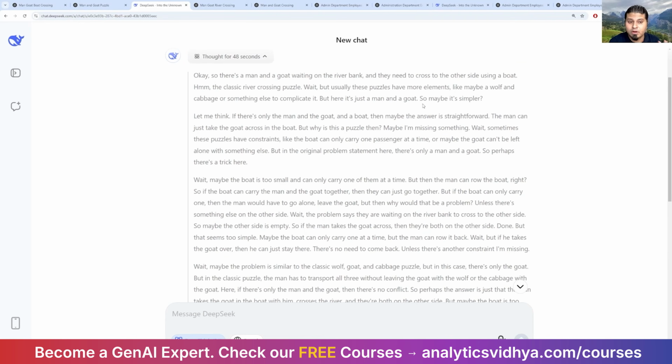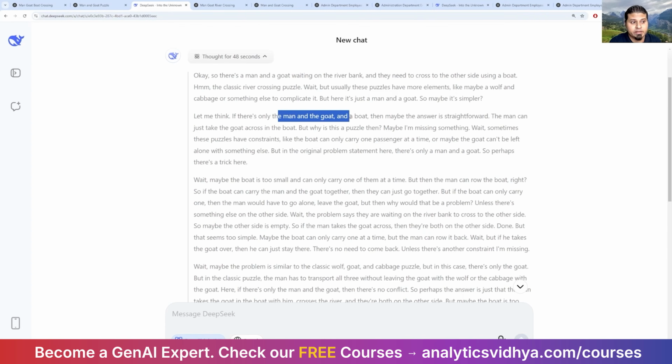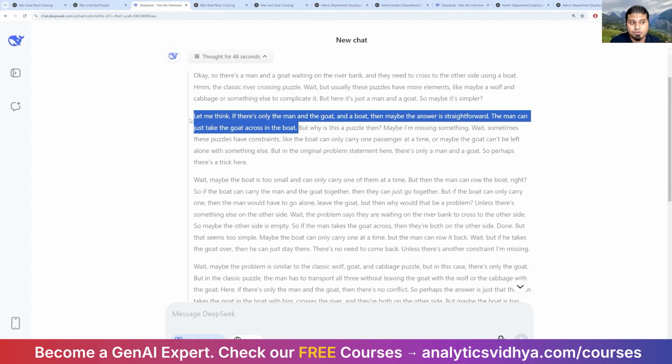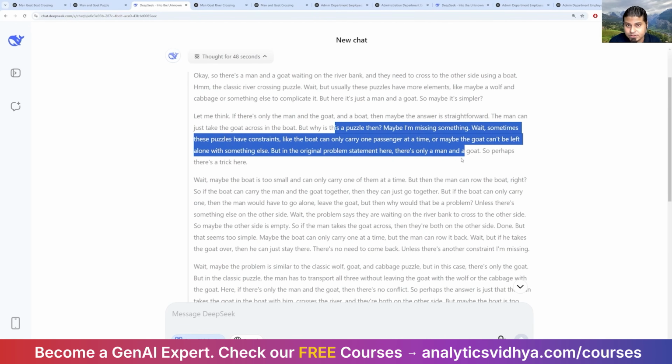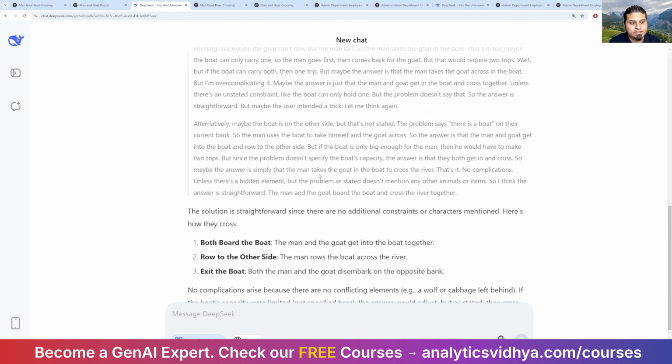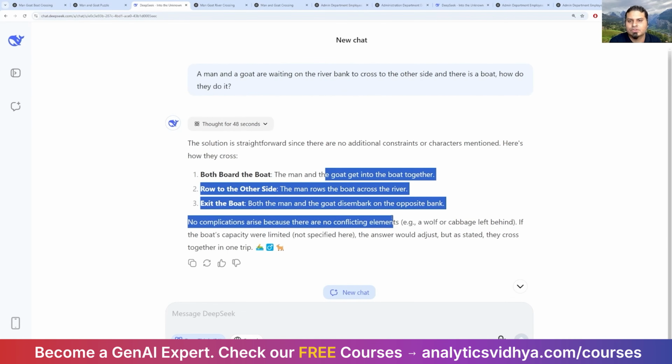And again, this model also starts thinking about wolf, cabbage, and so on. But it just says that, okay, only a man and a goat, then the answer is straightforward. The man can just take the goat across the boat. That's it. It could have probably ended the reasoning here, but then it starts thinking about a puzzle. Maybe it's missing something. So again, it starts over-reasoning or overthinking here. And then after 48 seconds, it tells us the solution is straightforward as there are no additional constraints or characters mentioned. Both board the boat, row to the other side, exit the boat, which is good. I mean, it does mention the wolf and the cabbage and so on, which I never really talked about, but still it did get to the right answer. So DeepSeek R1 probably did the best so far.